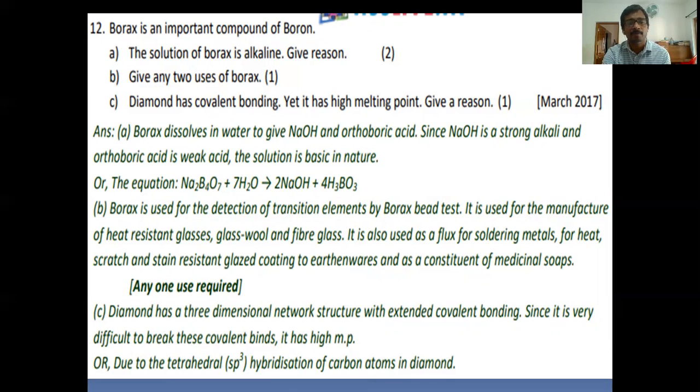Diamond has covalent bonding, yet it has a high melting point. Give the reason. One carbon is bonded to 4 other carbon atoms, and the hybridization is sp3. Therefore, it is very hard. That is the reason.